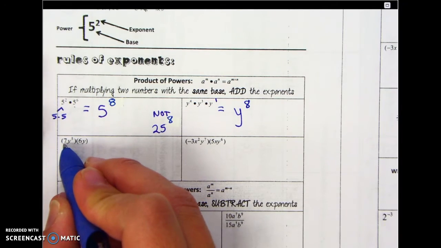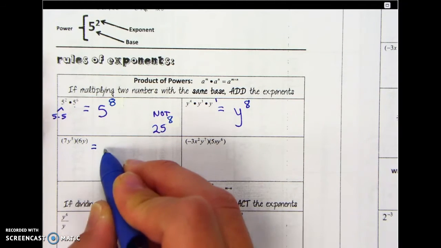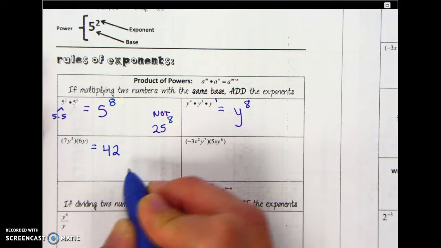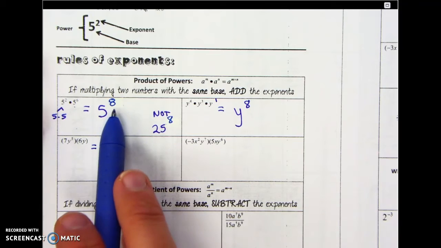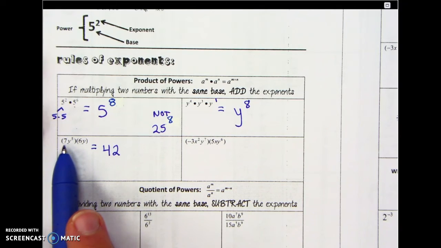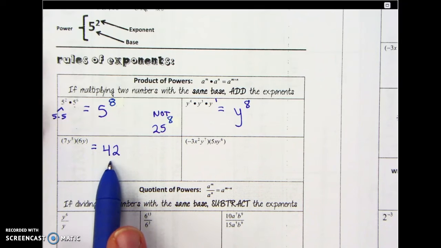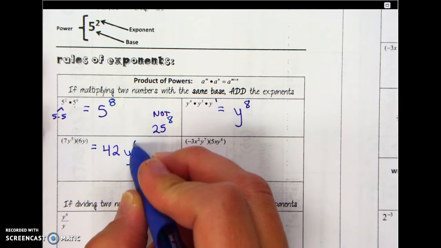Here we have 7 to the power of 1 and 6 to the power of 1. 7 times 6 is 42. Well, why did we multiply those, but we didn't multiply the 5s? Again, this was 8 5s, not 8 25s. And here we have 1 7 and 1 6, and 7 times 6 is 42. And what power is on the y's there? 5 plus 1 is 6.